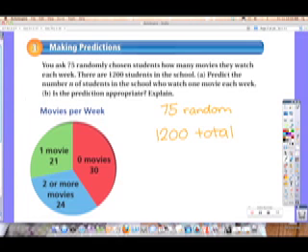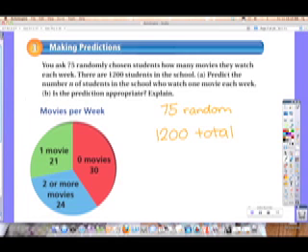Letter A says predict the number of students in the school who watch 1 movie. Well, this 21, is that representative of the whole school? That's only representative of the sample, right? That's 21 of the 75. So we use circle graphs to predict other stuff. Okay, heads up, pencils ready.